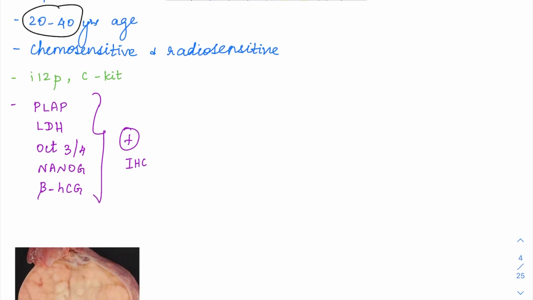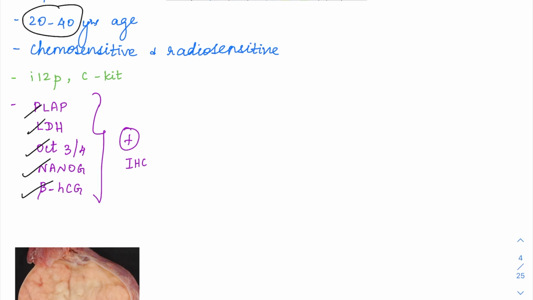So on immunohistochemistry, and also using certain biomarkers, you can test for certain biomarkers in the serum. These will be elevated specifically in seminoma. So what are they? Usually they are PLAP and LDH. Okay, so you can measure PLAP and LDH in the serum, and that will be elevated in seminomas. On immunohistochemistry also, you can apply PLAP, LDH, OCT3/4, NANOG, for confirming the origin as seminoma. Other than that, we can also use beta HCG.